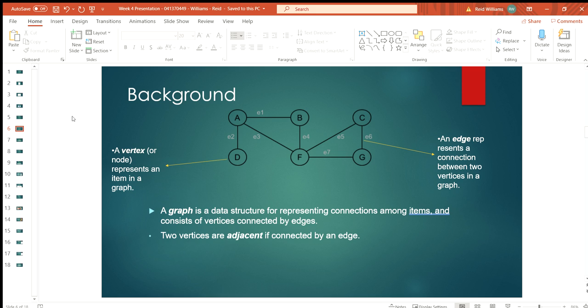But a graph is a data structure for representing connections among items, and they consist of these things called vertices. I don't know what the proper way to do the plurality of that is. And edges. And as you can see from my gorgeous graphics, a vertex, so A, D, B, F, C, G, or nodes is another way that they can be described. They represent an item in a graph. So these are kind of like data points, you can think of them.